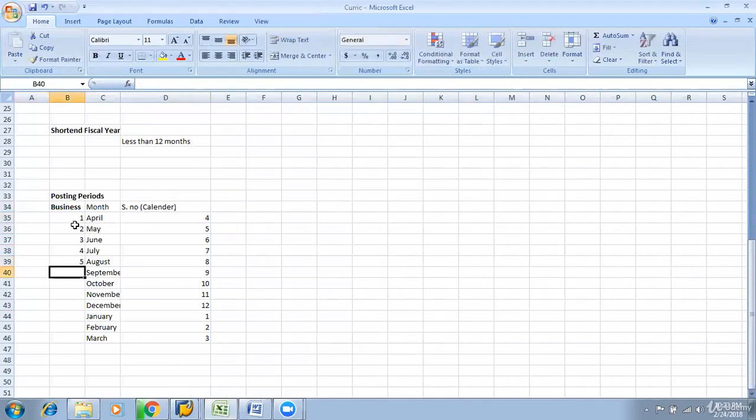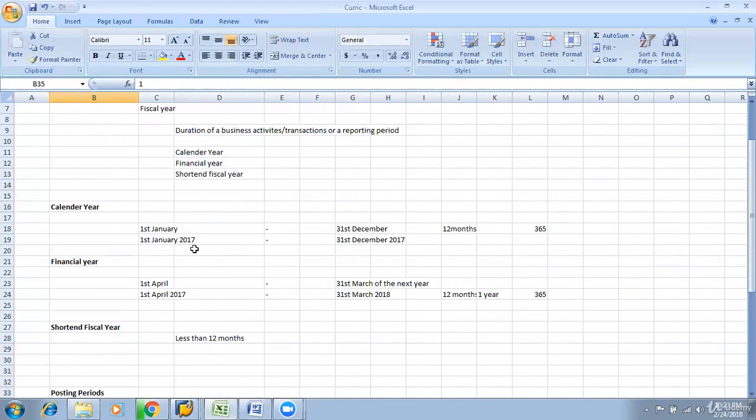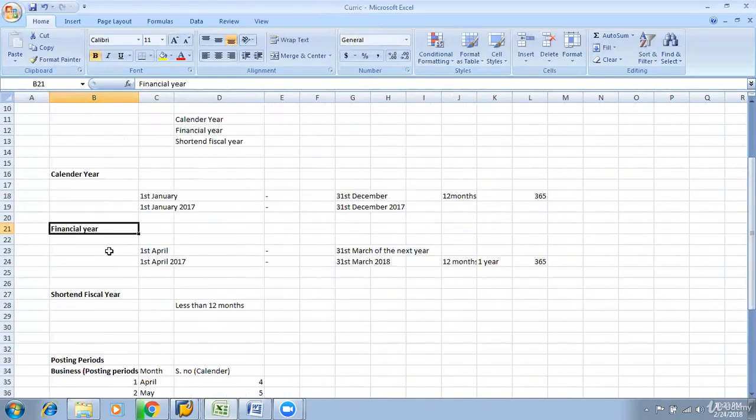10, 11, and finally 12. Agreed? These are nothing but my posting periods. April being my first month, May the second month, third and fourth, and so on as per my business. Now, we use financial year as my fiscal year. That is April to March.